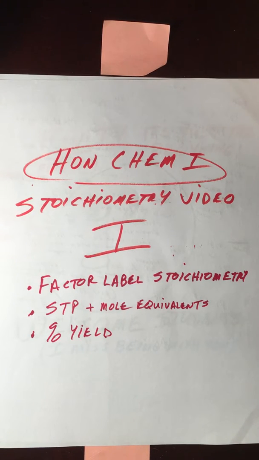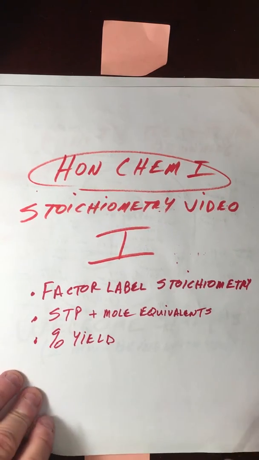I hope this works for you. The first video was too long. I'm going to have to break this up into 10-minute segments, and I hope these help you. It's going to be kind of quick, but you can watch them more than once. The first video is on stoichiometry, factor label, STP and mole equivalents, and percent yield.